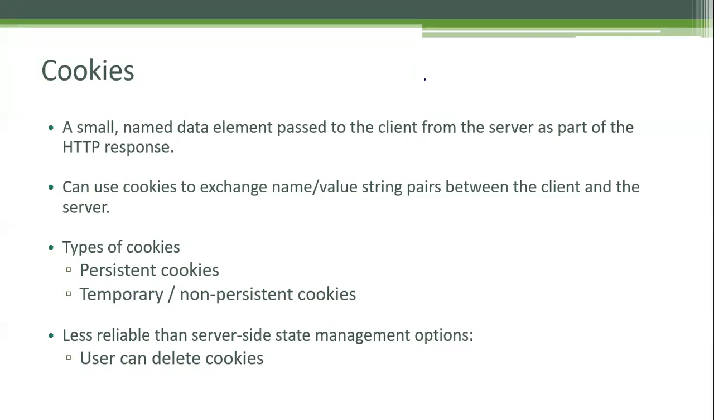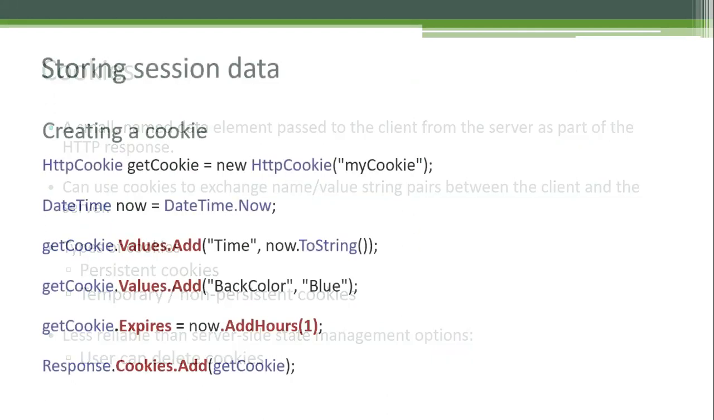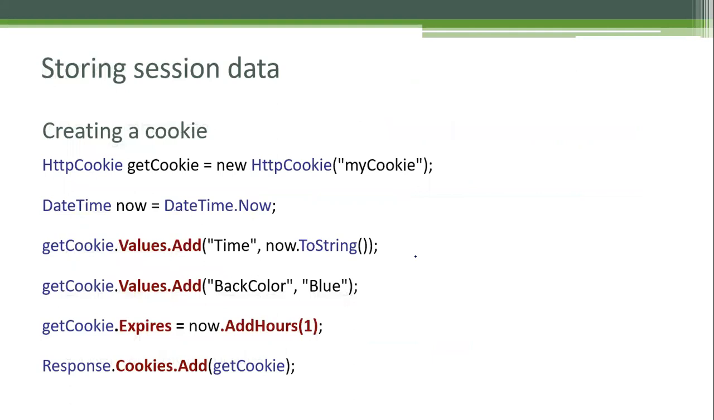So we talked about query string and cookie. There are two types of cookies, persistent cookie and non-persistent cookie. To create a cookie, HttpCookie is the class. We create an object and we give a cookie name like this here. So we are giving a name.